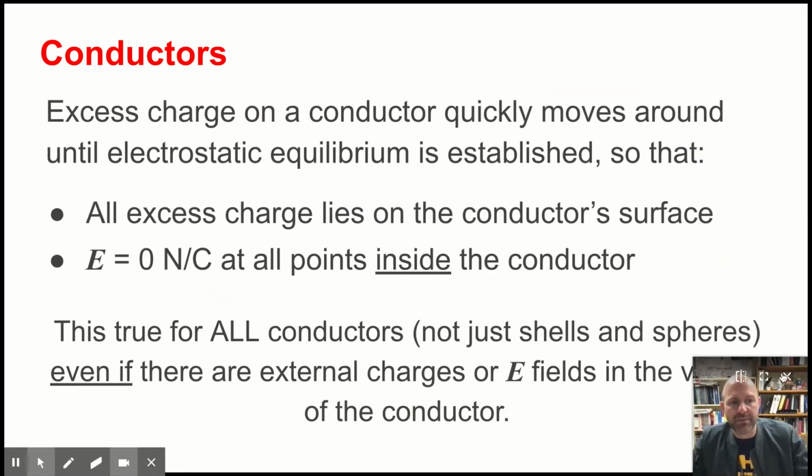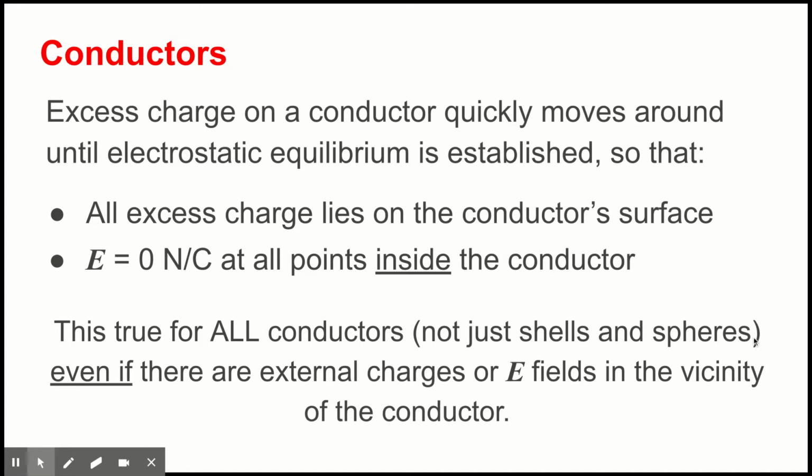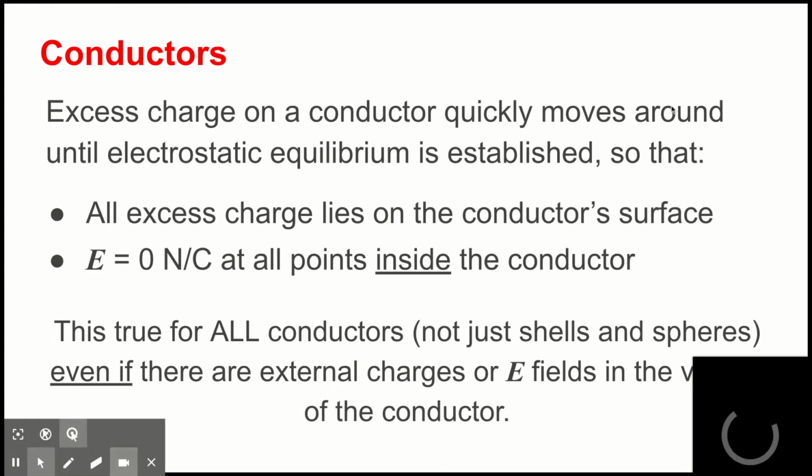So here's kind of our summary of this, that excess charge quickly moves around until we get to this point where there's 0 electric field inside the conductor, and that can only happen if all the charge is on the outside. It doesn't matter if it's a shell or a sphere. It can be a really strange shape. You could have external charges, or even if you put a conductor inside of an electric field, that will push charge around until this condition is met. So lots of interesting stuff there.